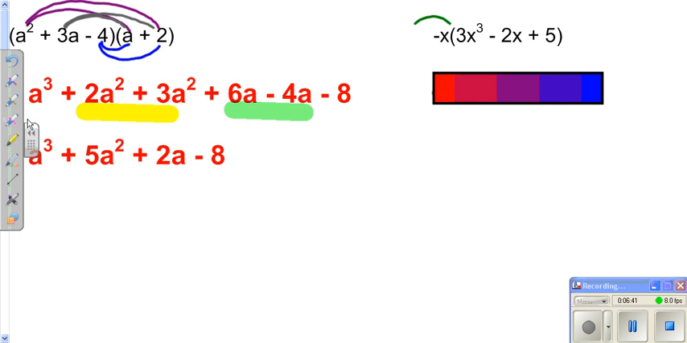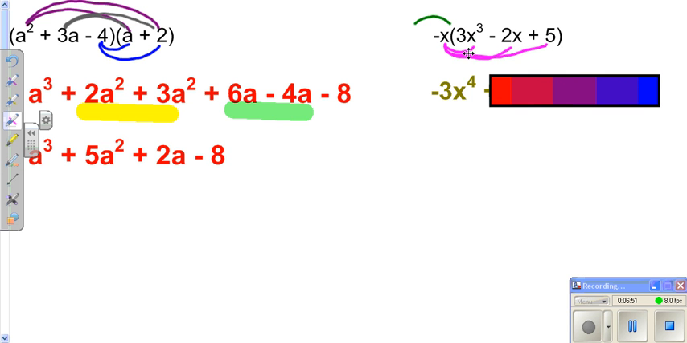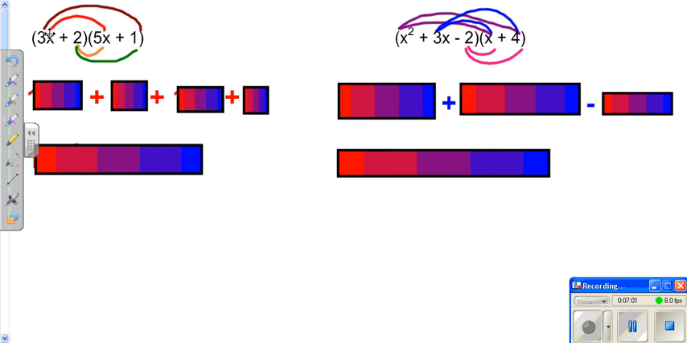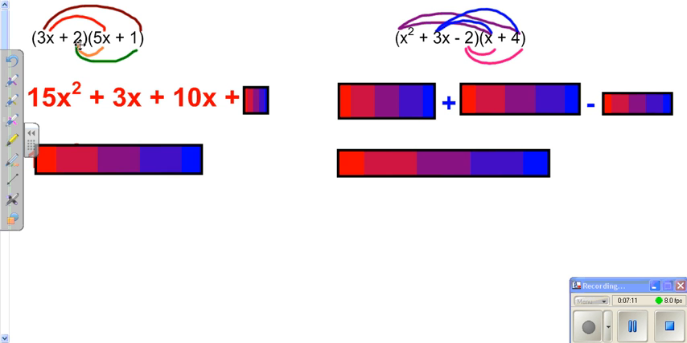So over here, all we're going to go ahead and do is just distribute through your negative x times your 3x cubed, your negative x times your negative 2x, your negative x times your 5. So we're going to FOIL our 3x times our 5x, our 3x times our 1, our 2 times our 5x, our 2 times our 1. Combine our like terms of the middle two.